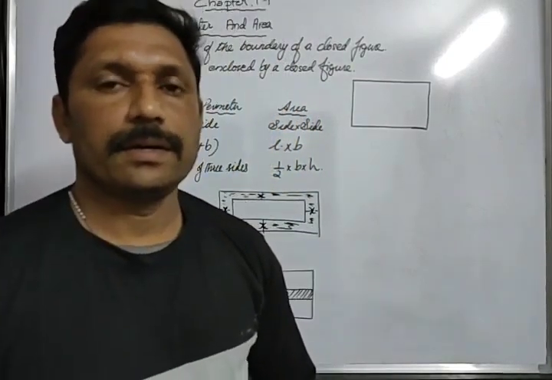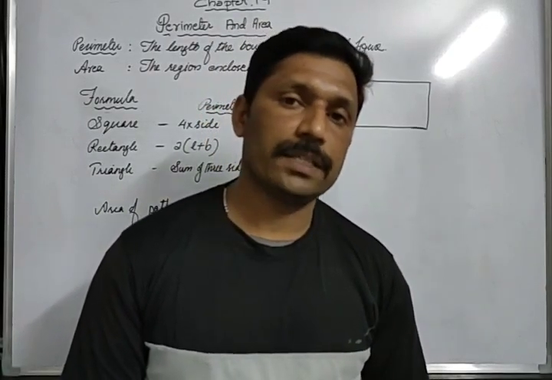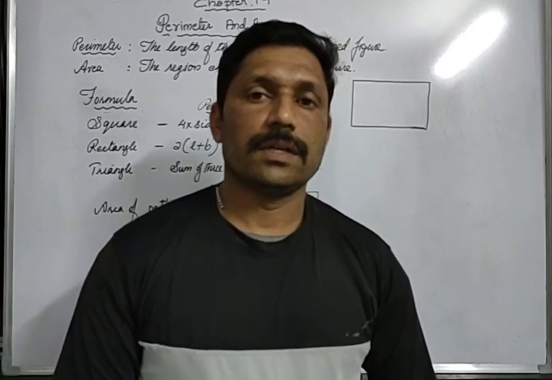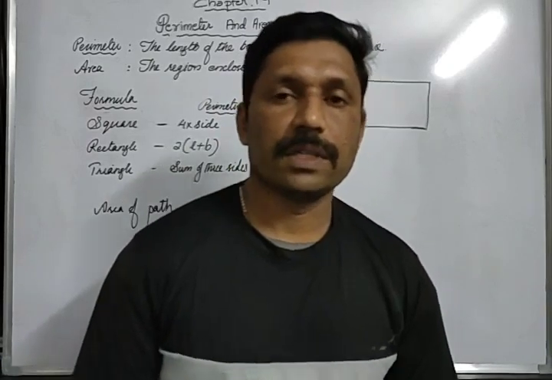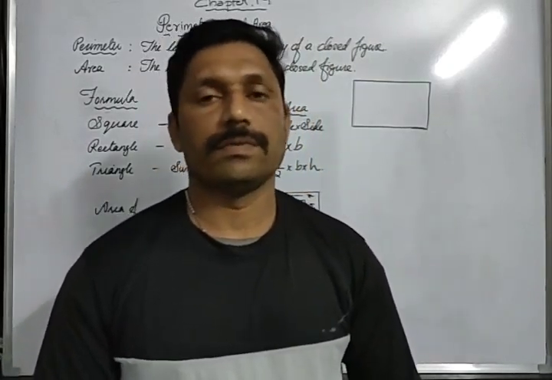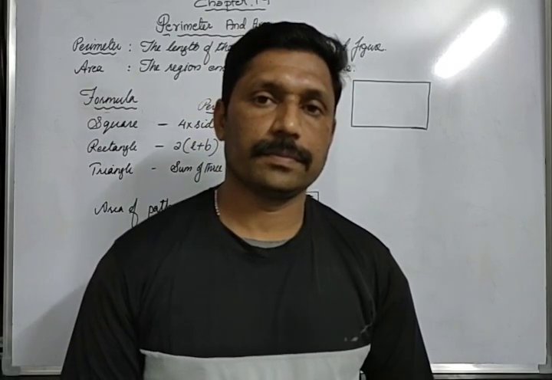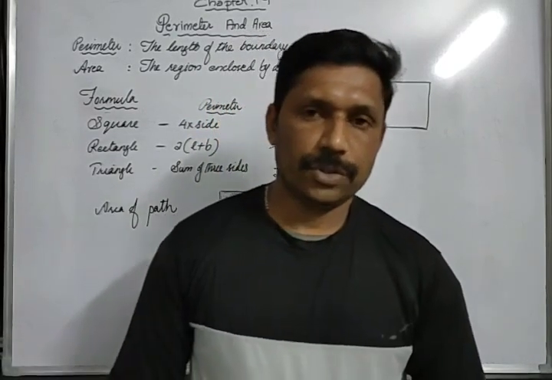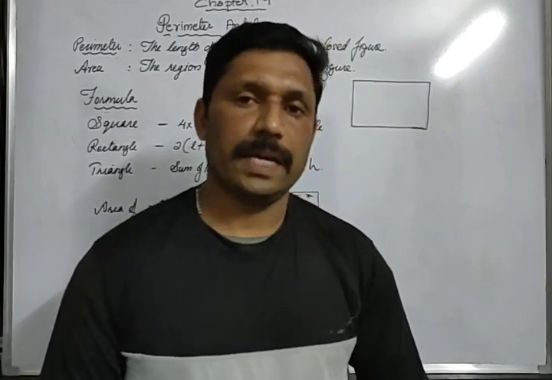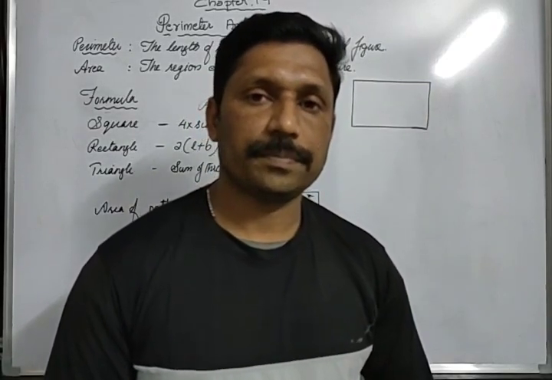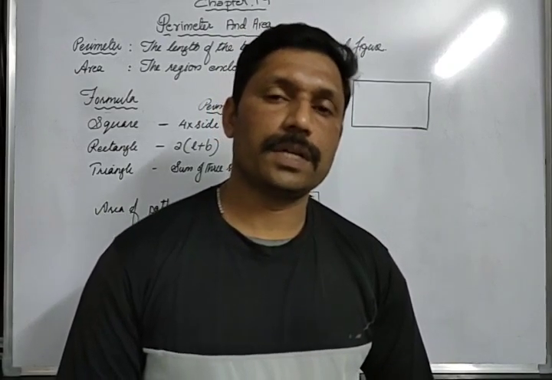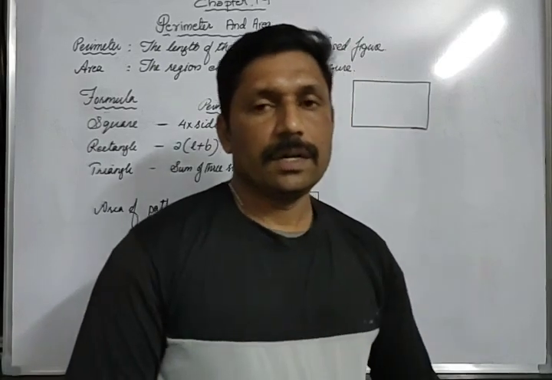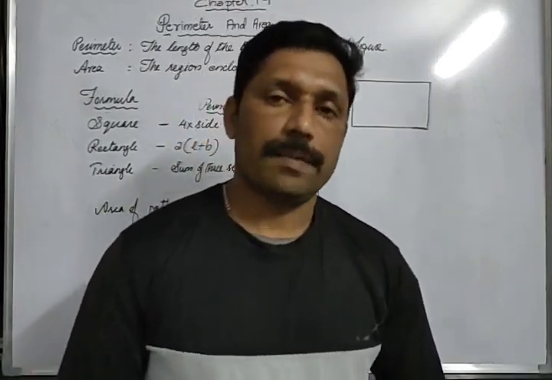Dear students, today we study a new chapter, that is chapter 19. Chapter 17 and chapter 18 are not in the syllabus. We study the next chapter, chapter 19, that is about area and perimeter of a closed figure. Dear students, what do you mean by perimeter and what do you mean by area? About perimeter and area, you have studied in your lower classes, that means 5th class and 6th class. And this year we will study some more about area and perimeter.